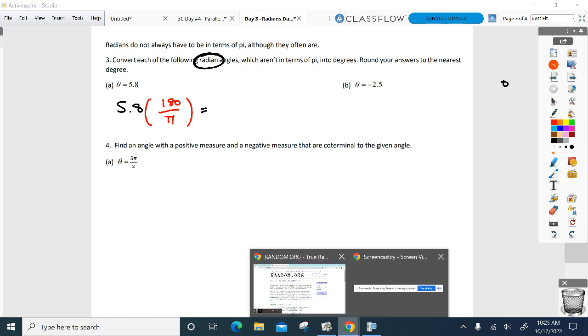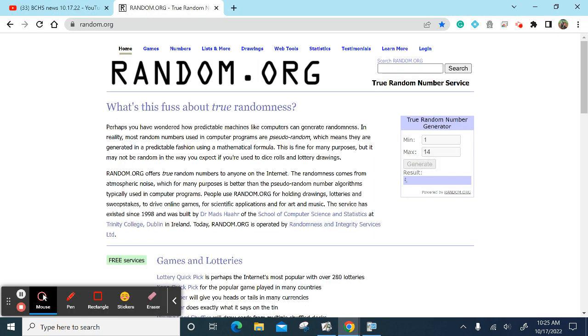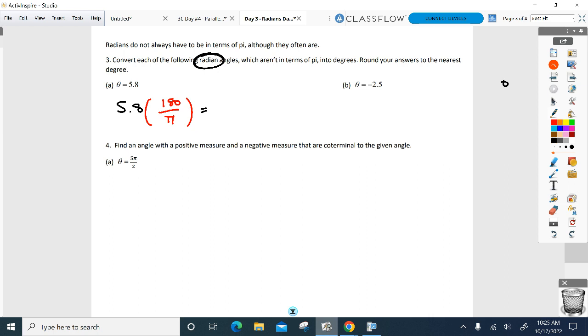And rounded to the nearest degree, 5.8 radians is about what? So 5.8 times 180 all over pi. I got 332.31. Okay, so that 3 keeps it 332 degrees. Yep.